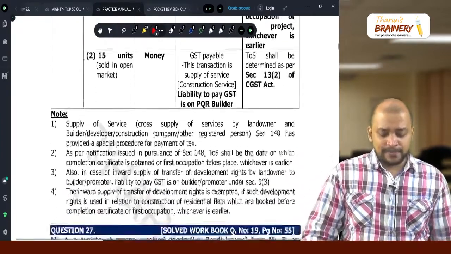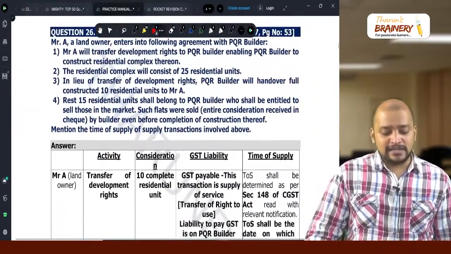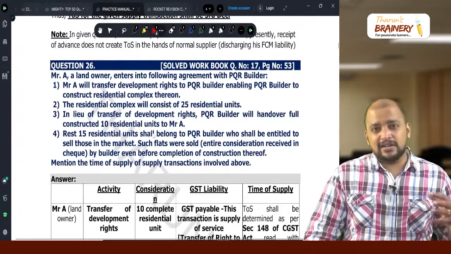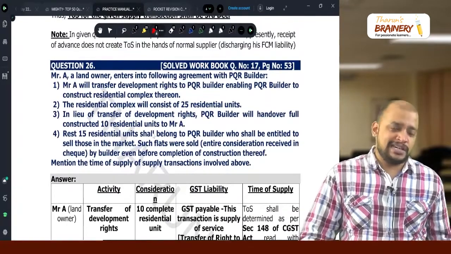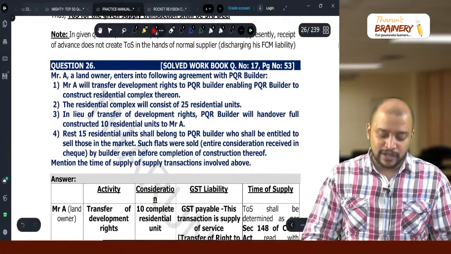Actually, I don't think this question will be asked in the exam, because it is not given in the study material. But what if they test it? So that's why I just gave you one question related to that.